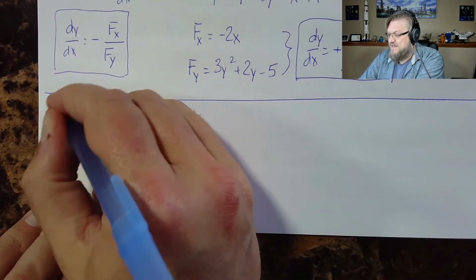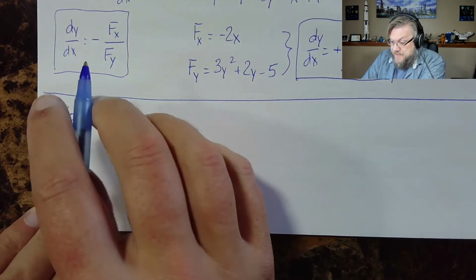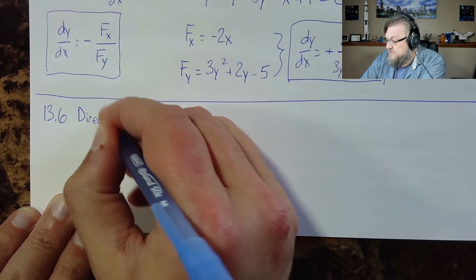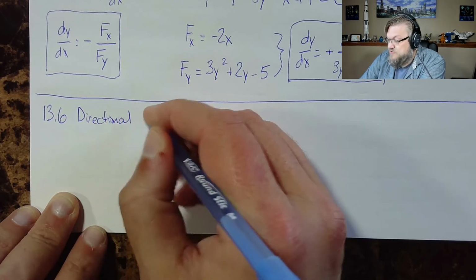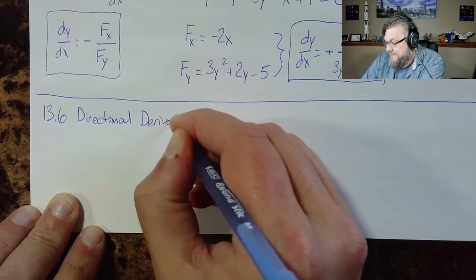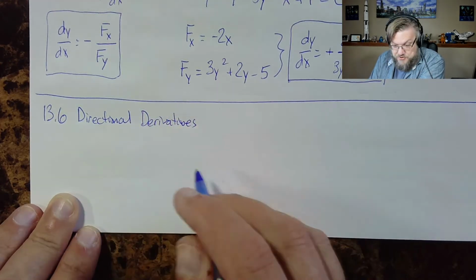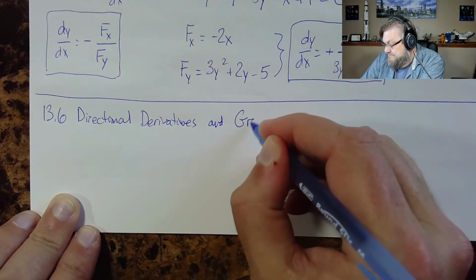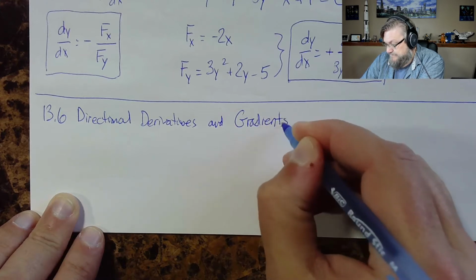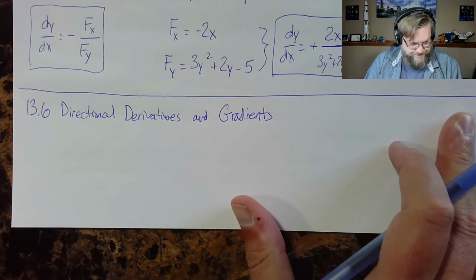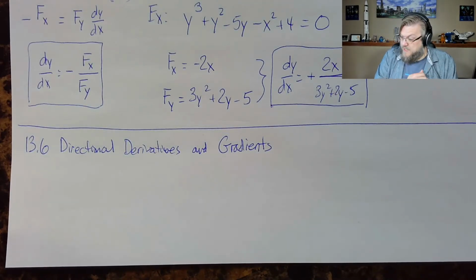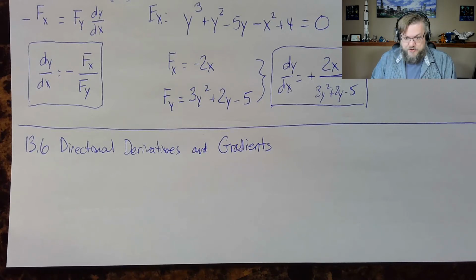So 13.6 is a fundamental section, talking about one of the most useful, or most used, tools in multivariable calculus. We're going to talk about the directional derivative and then invent something called the gradient. These concepts are related, which is why they're together here, but let's attack them separately a little bit.